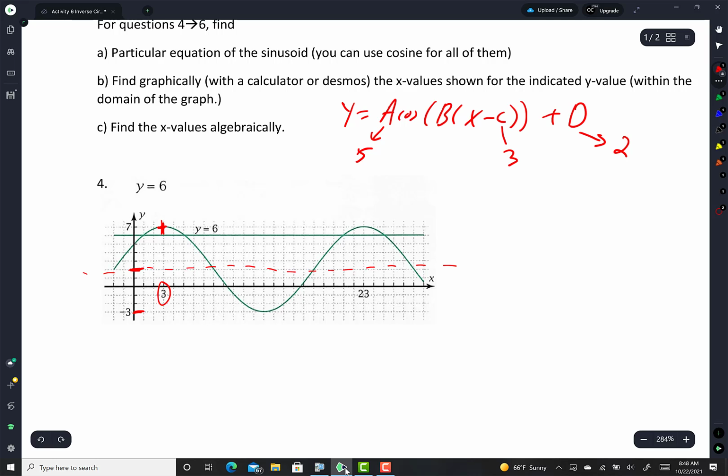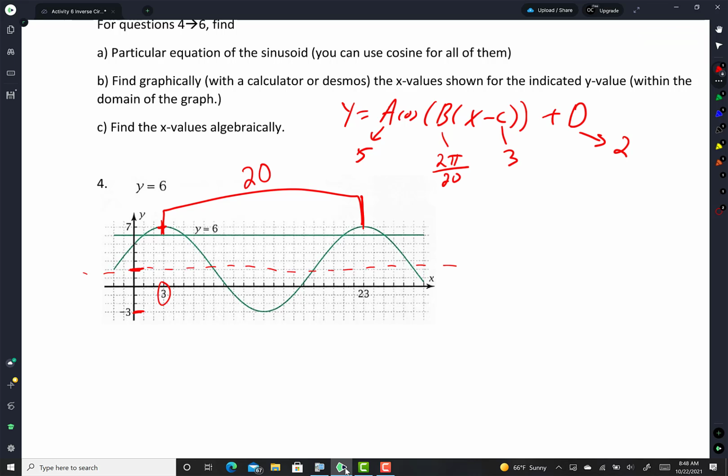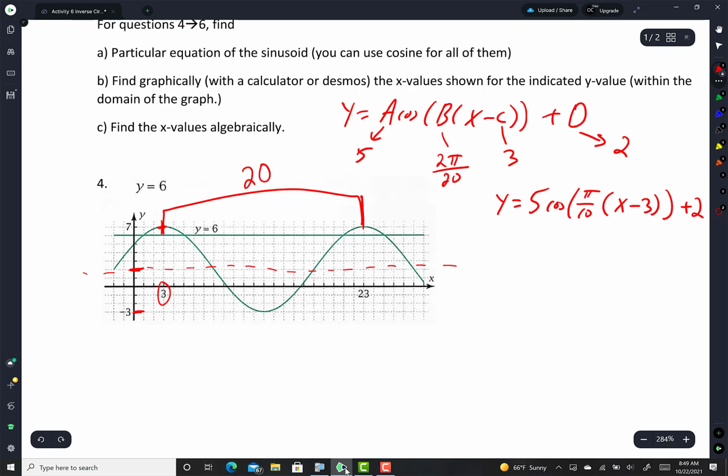And then the B is 2 pi divided by the period. The period, I have a peak at 3 and then another peak at 23. So the difference between 23 and 3 is 20. So 2 pi over 20. You can leave it as 2 pi over 20, but if you get a chance to reduce it, I would reduce it. So your equation is 5 cosine of pi over 10 times (x minus 3) plus 2. So do that.